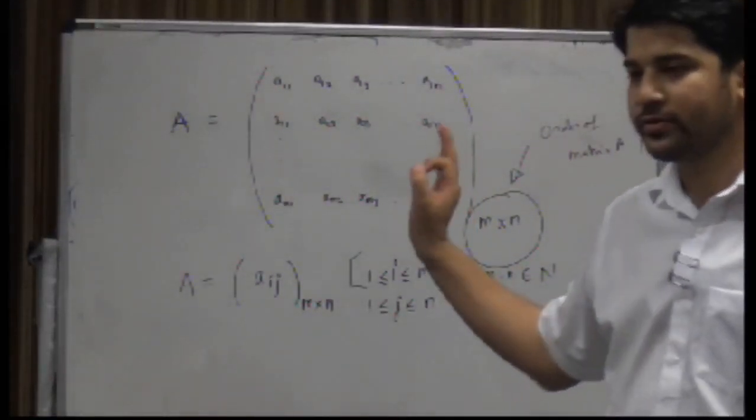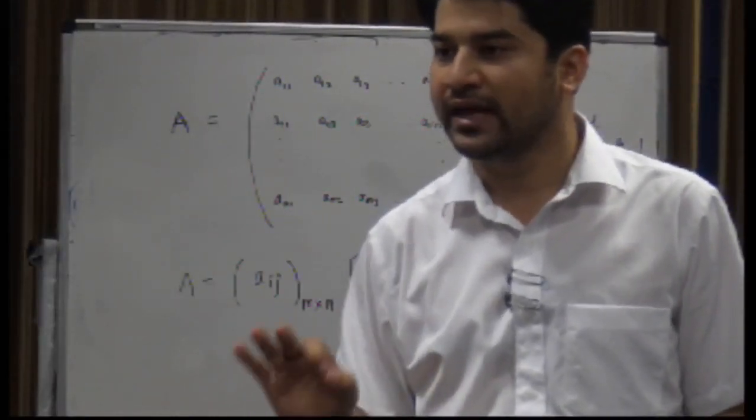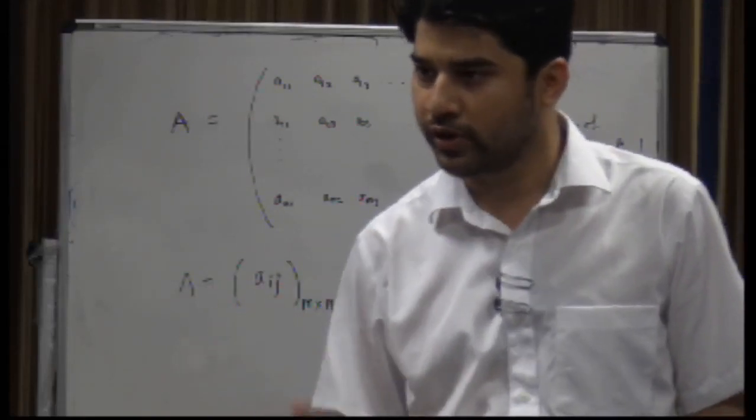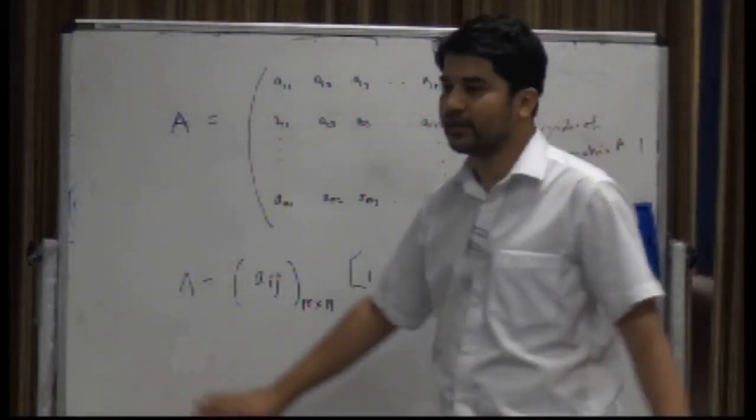So, understood what matrices are? A matrix is basically a rectangular array. You have rows and you have columns. Now we'll start defining various terms related to this.